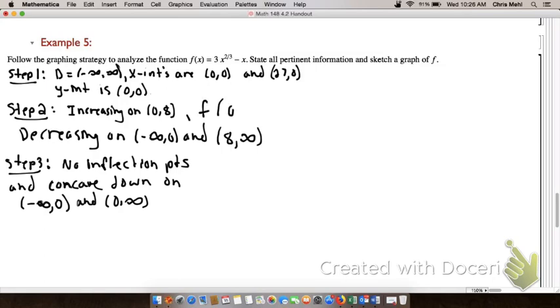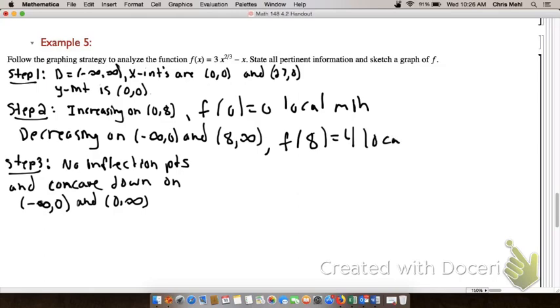I forgot to write down f of 0 equals 0 is a local min, and f of 8 equals 4 is a local max. Okay. And then now what I'm going to do is sketch a graph down here.